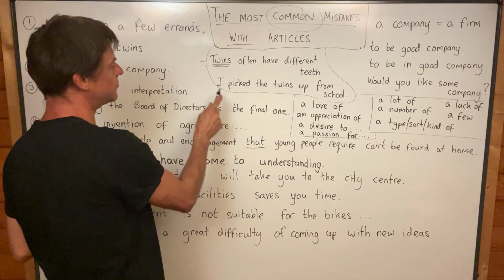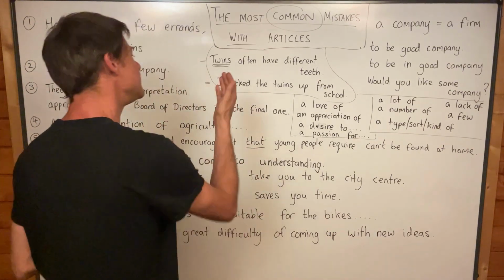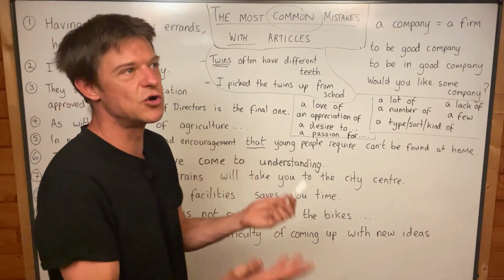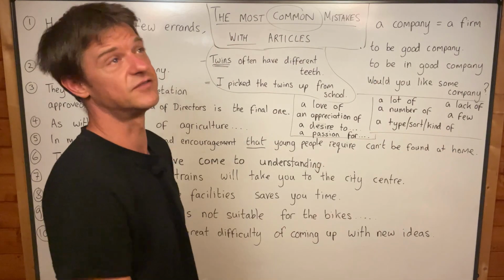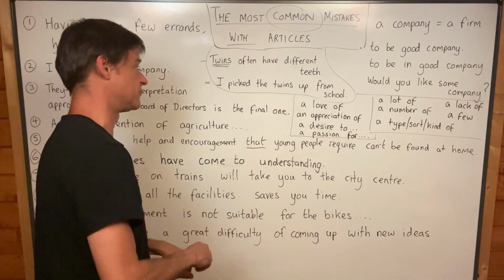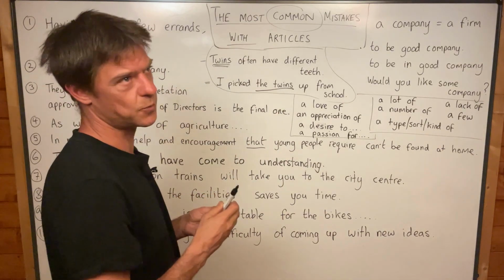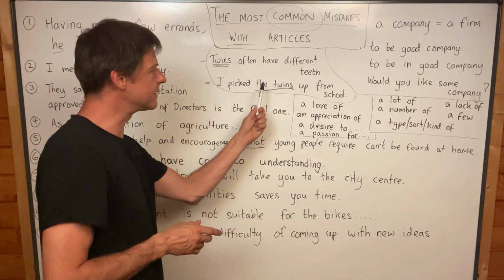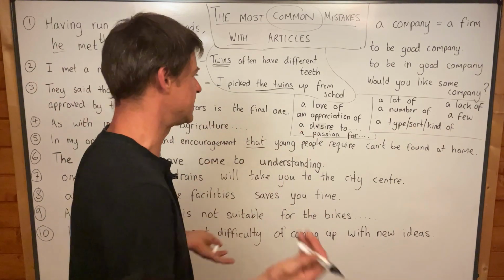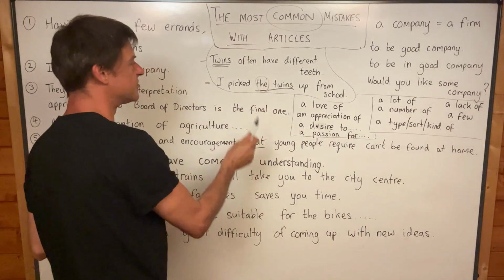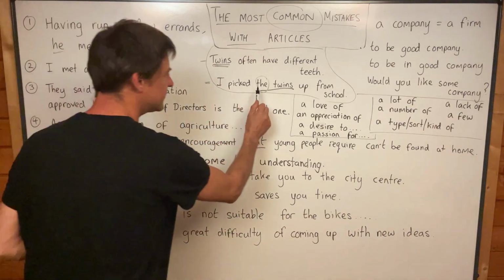And you can see the difference with the second one: I picked the twins up from school. If you say this, you're probably referring to your children. I don't think you're picking up random twins. Maybe they're your friend's children, maybe they're your brother's children. But because the person listening to you knows which ones you mean, you put that little the there just to make it clear that I mean the twins, the ones you and I know. And so there is a big difference between the twins and twins. This is just twins in general, and this is the twins.